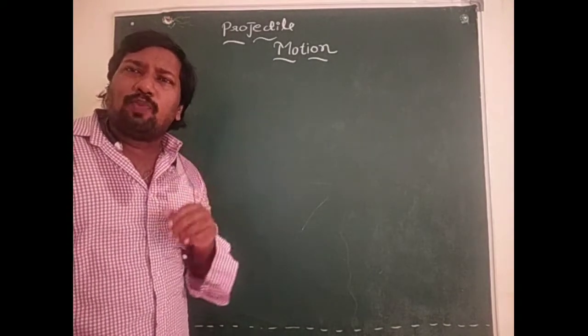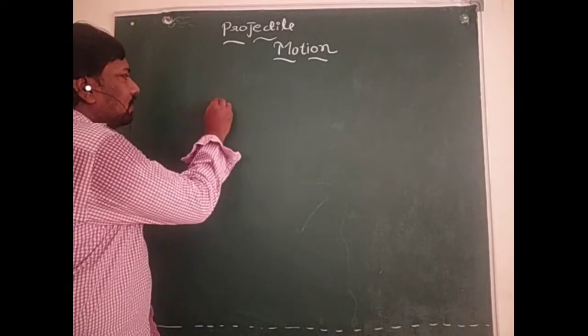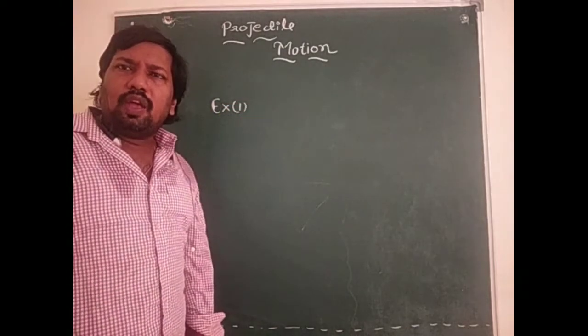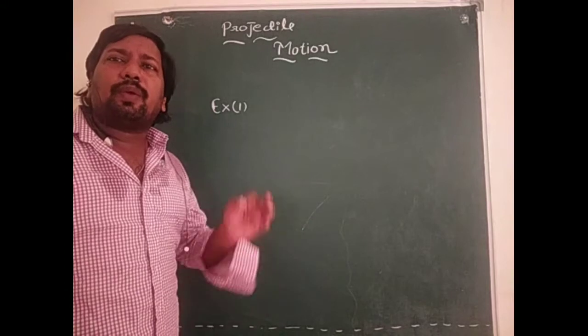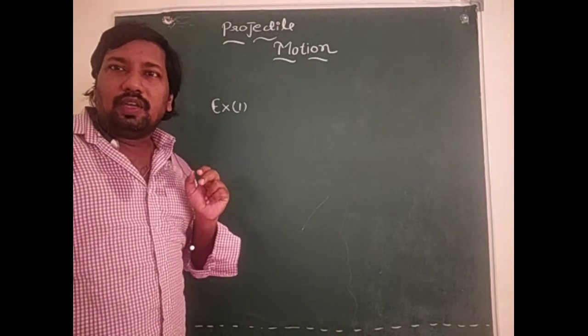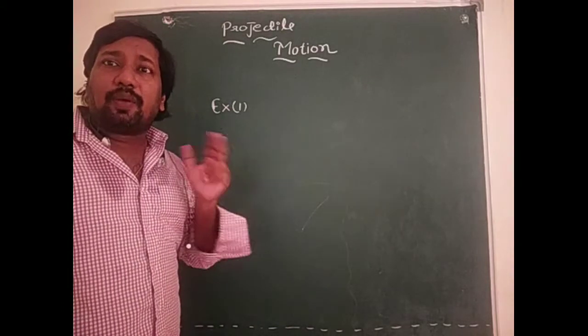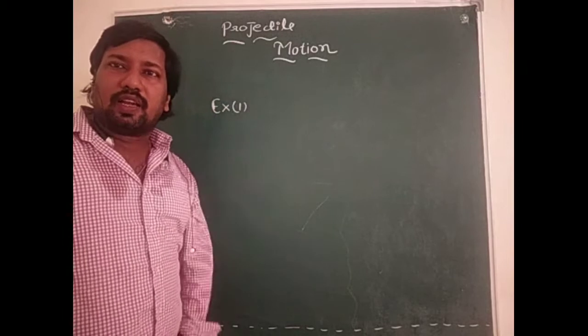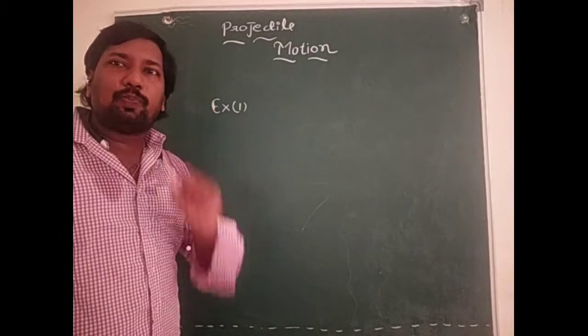What are the examples of projectile? First example, when a body is dropped from an aeroplane, it is also a projectile. Second example, when a gun is fired, the bullet is also an example of a projectile. Here the bullet is the projectile.